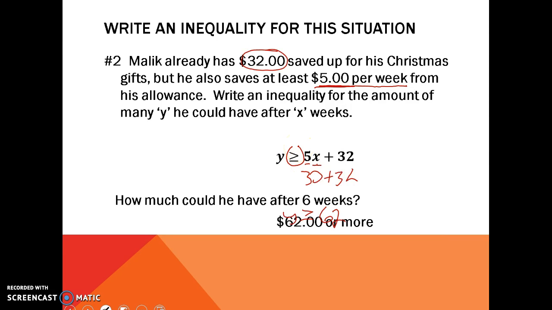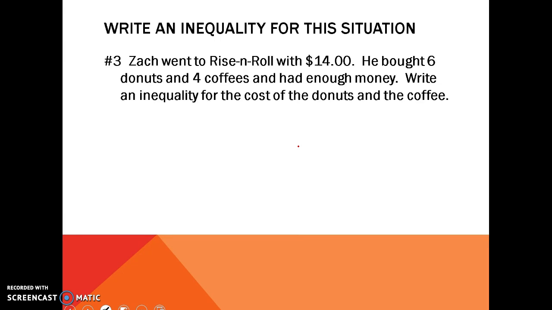Let's take a look at one more. Zach went to Rise and Roll with $14. He bought 6 donuts and 4 cups of coffee. So let's let the donuts be X and the cups of coffee be Y. He bought 6 X's and 4 Y's, and he had enough money, which means that 6X plus 4Y had to be less than or equal to $14. So here's our inequality that represents the cost of donuts and coffee at Rise and Roll.